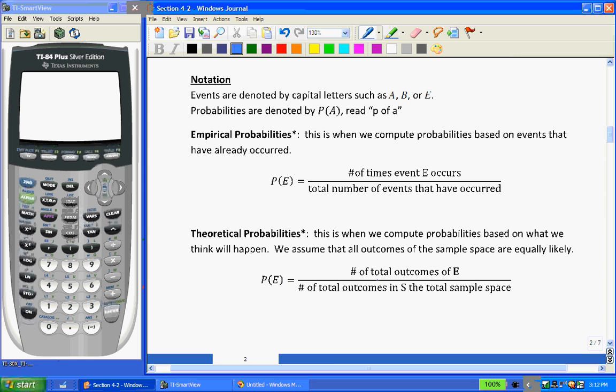Okay, so here very similar. The probability of E is the total number of outcomes of E, the event we're interested in, over the total number of outcomes in S, the total sample space. So the wording is a little bit different, but mostly we're finding the same thing, whether it's an empirical probability or a theoretical probability.